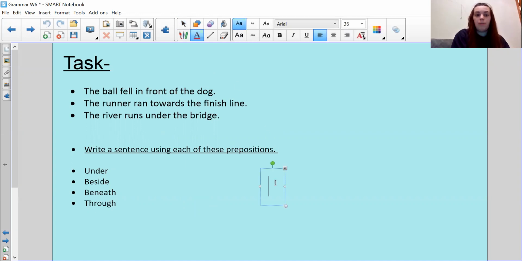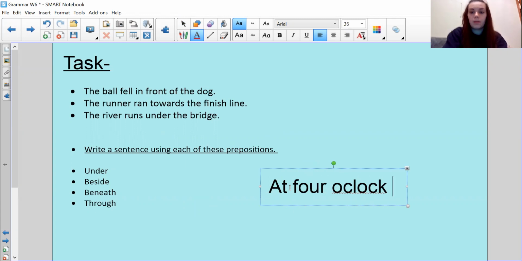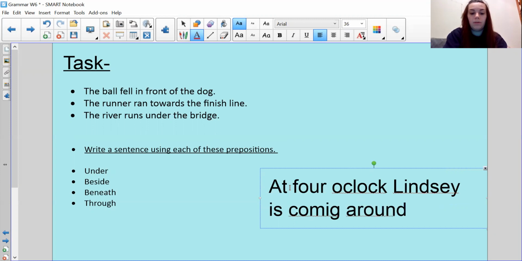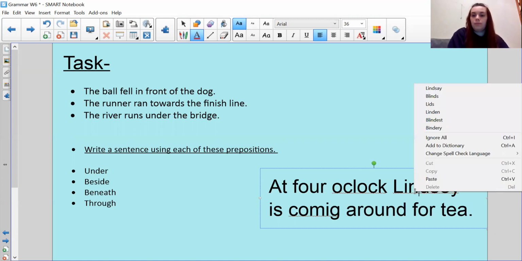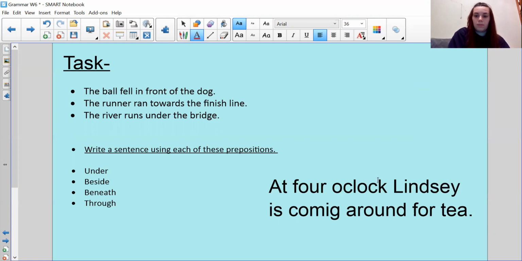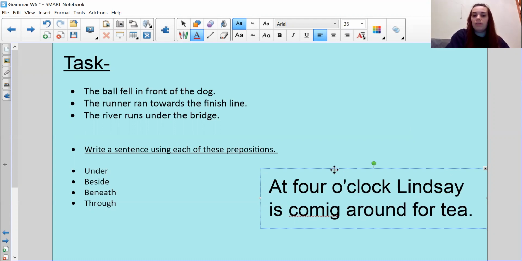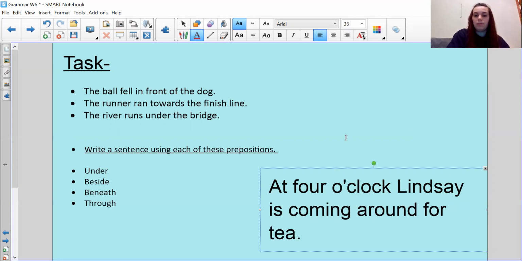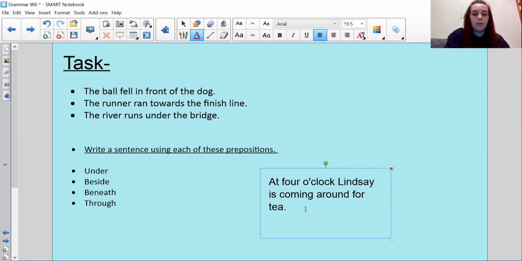So for example, if I was doing the preposition at, I would make my sentence: at 4 o'clock, Lindsay is coming around. So I'm editing my sentence, making sure it makes sense. That tells us when, at. Then I'd move on to my next sentence. So if my next one needs to be near, then I might put near the bus stop.